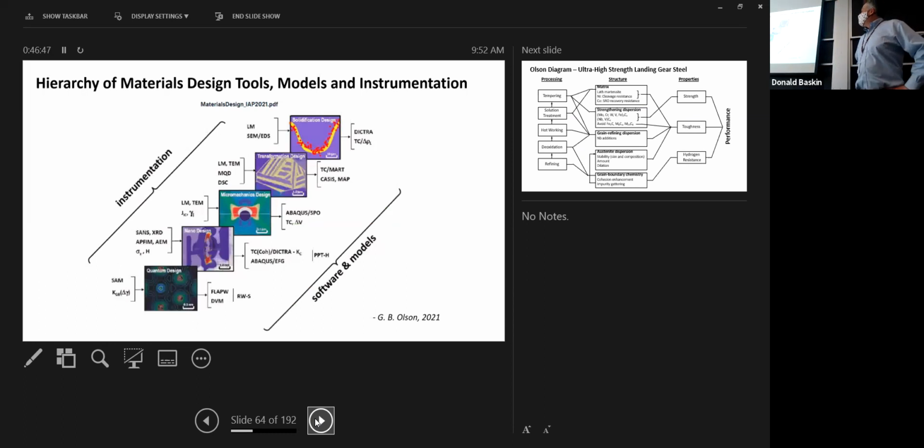Here's an interesting picture that I lifted from Greg Olson again. These are the different length scales and how they're modeled. What tools do you use to model these different length scales and materials, going from structure to properties? And then what are the tools that give you the data that you would use as an input for these models? The tools that you would use go up the left side, and the models that calculate out the properties are on the right side.